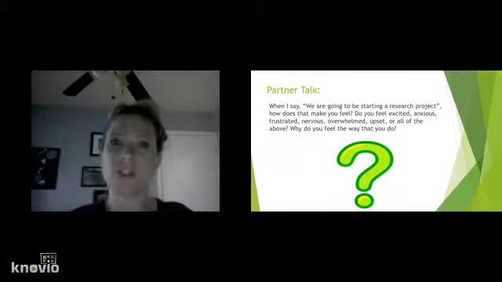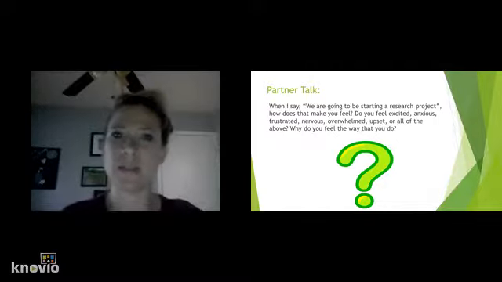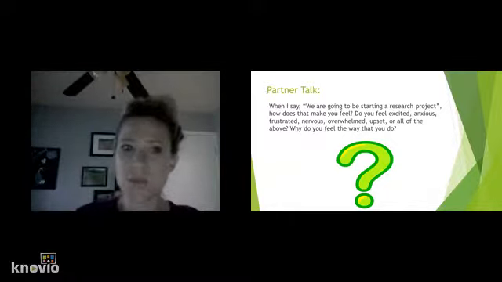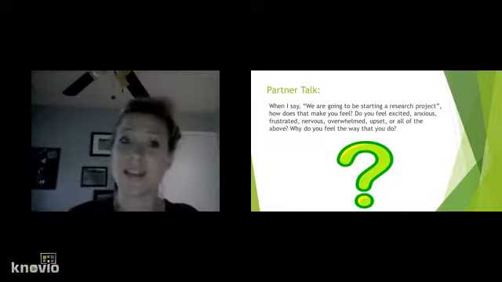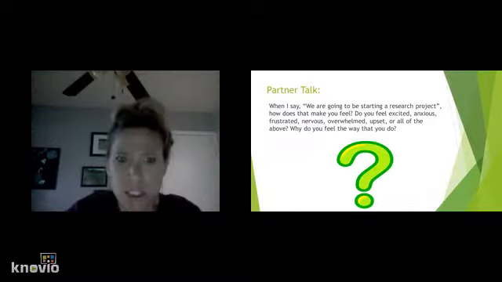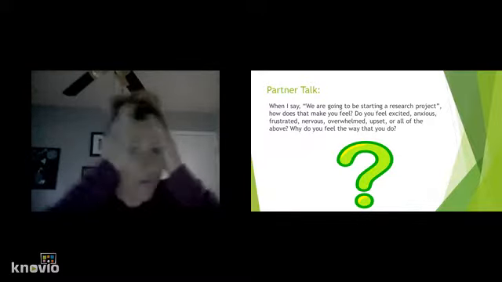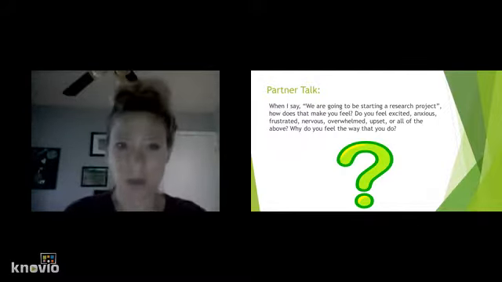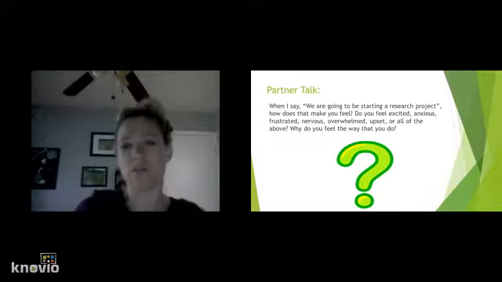Okay, first off, I want you to go ahead and find a partner, preferably no more than 3 to a group. But I know that sometimes we have a larger class and we can't just match up with 2. So if we have a group of 3, that is okay. What I want you to do is have a partner talk. When I tell you that we're going to be starting a research project, how does that make you feel? Are you excited? Are you anxious? Frustrated? Nervous? Overwhelmed? Upset? Or all of the above? I also want you to think about, why do you feel that way? Why do you feel the way that you do?